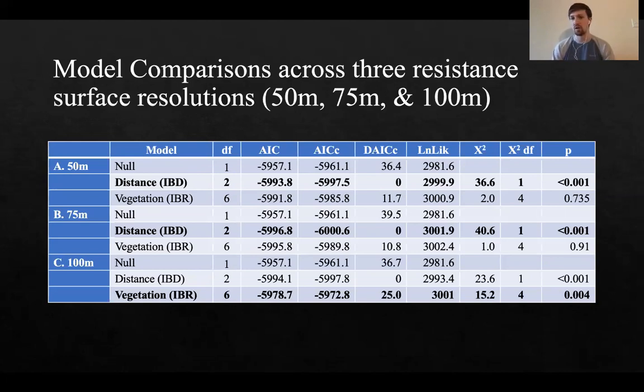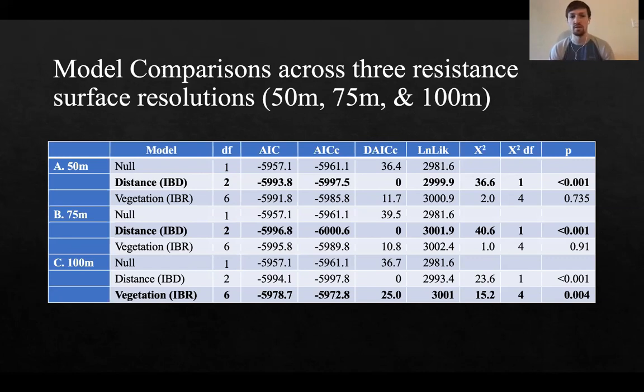The natural log likelihood is the ln/lik, and that represents the log likelihood, the maximum likelihood point. Chi-square value was derived from that natural log likelihood value. The chi-square degrees of freedom is associated with the chi-square distribution, and the p-value represents how the distance model relates to the null model. If it's in the vegetation row, it represents the significance of the vegetation model in relation to the distance model.